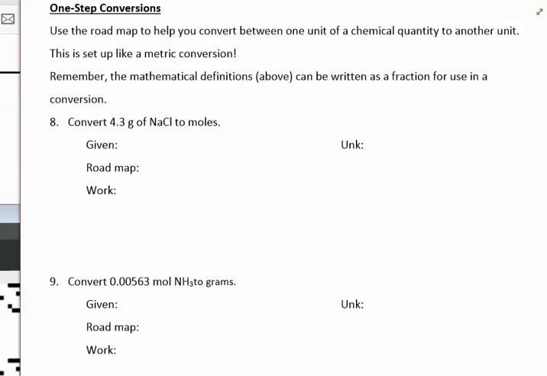So we're going to do some examples. I'm going to emphasize certain things in this example, since we're just getting started with mole conversions. So to start with, we have 4.3 grams of sodium chloride. Grams is a unit of mass. We want to go from grams of sodium chloride to moles of sodium chloride. So how do we do that?